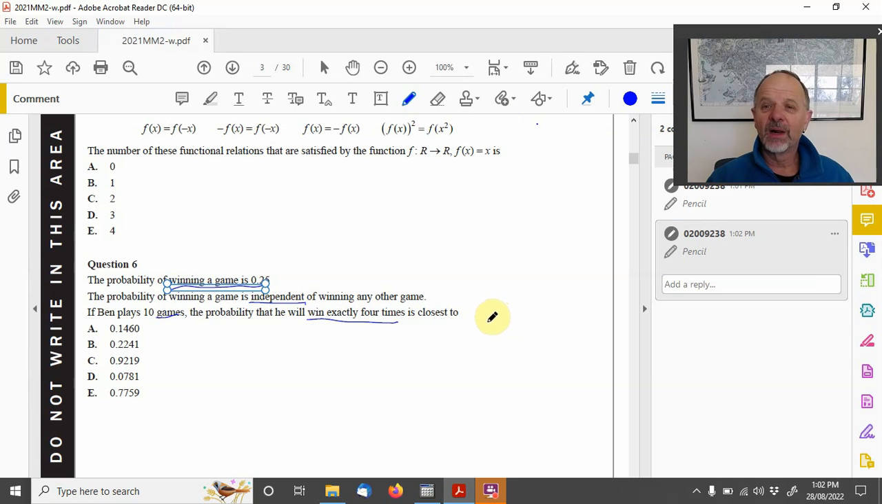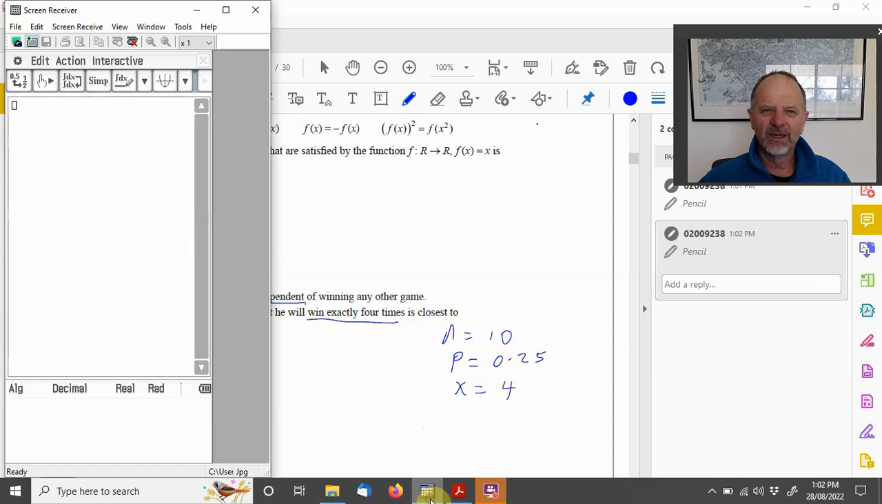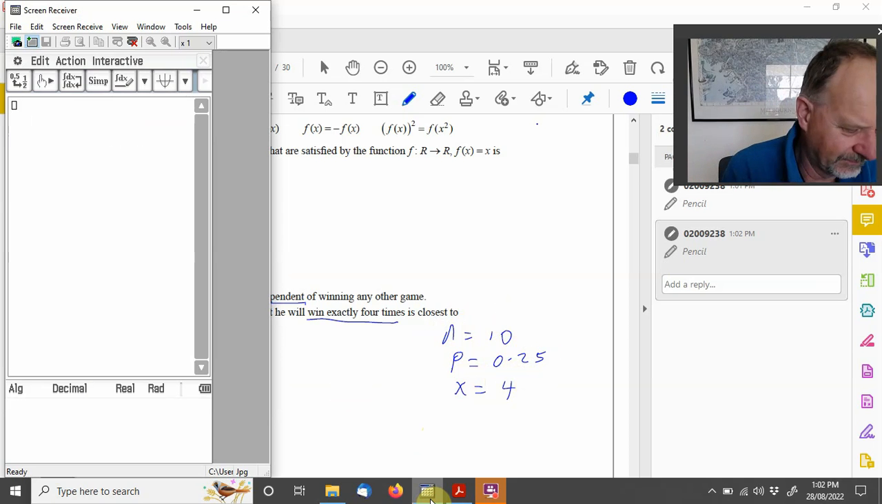This is therefore a binomial, because we've got two options, a win or a lose, and they're independent of each other. So let's have a look at our calculator, because we can do this on our calculator because n is 10. The probability of success or winning is 0.25, and the number of times we want to win is exactly 4. So we'll go to our calculator. This is the Casio one.